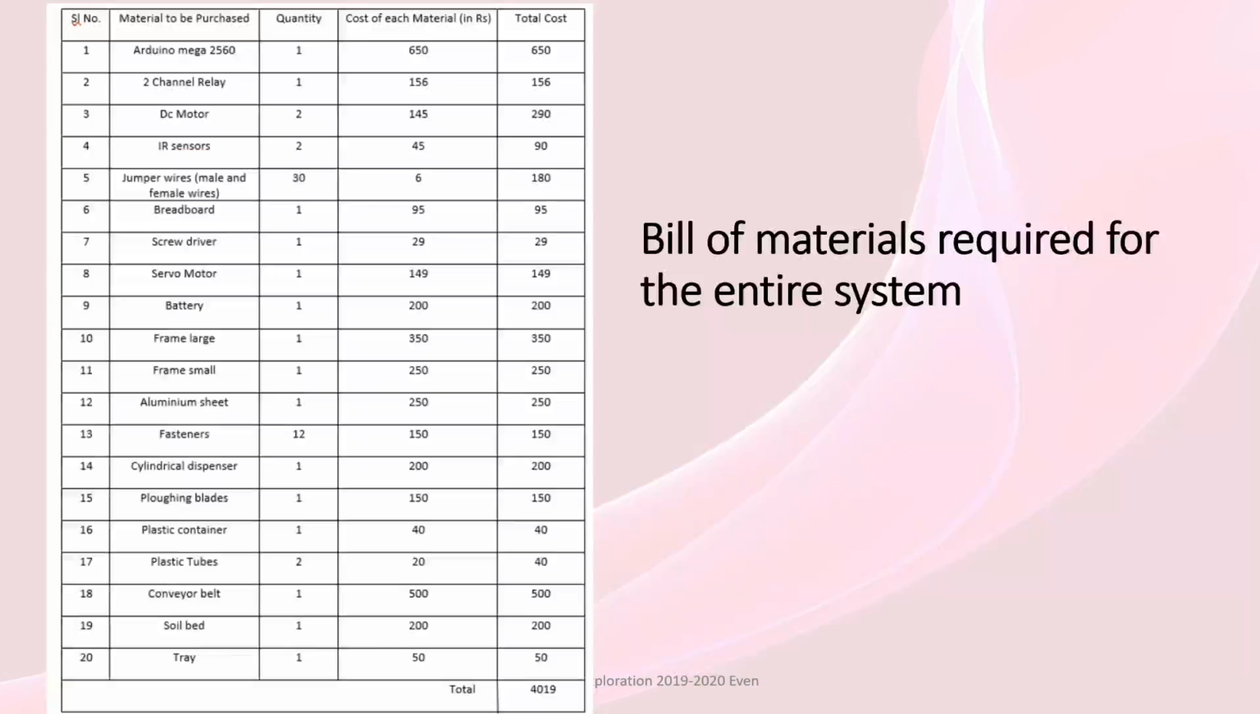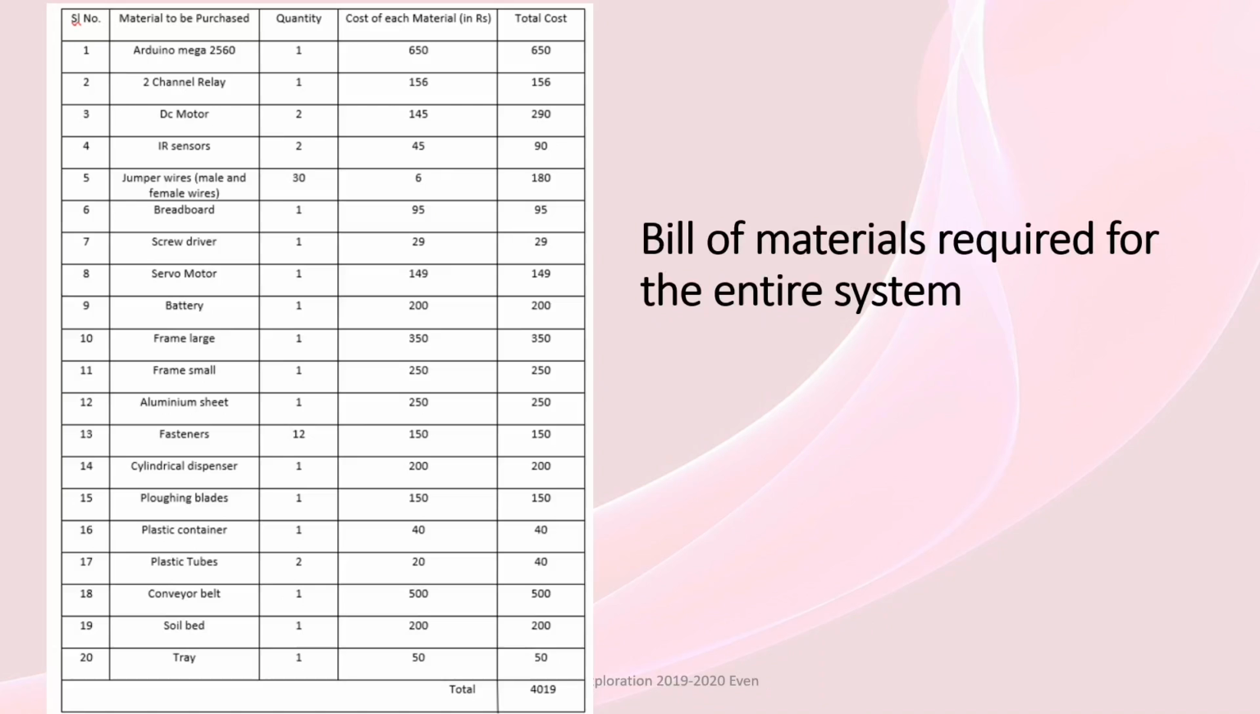Bill of material. Material to be purchased are Arduino Mega 2560, quantity 1. The cost of each material is 650. 2 channel relay, quantity 1. Cost of each material is 156 rupees. DC motor, quantity 2. Cost of each material is 145 rupees.